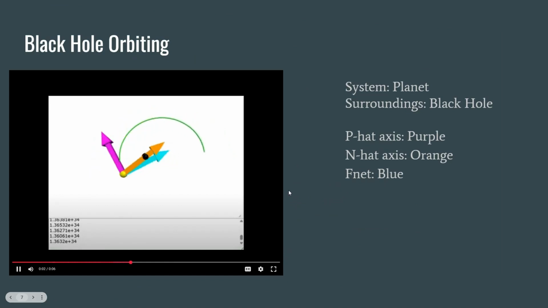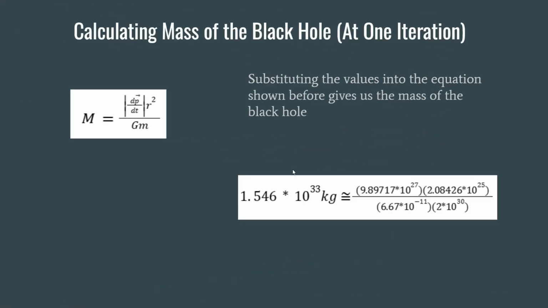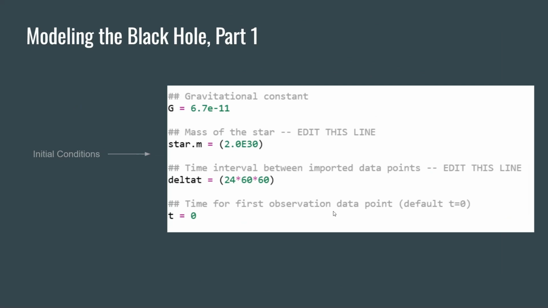So here's a quick video of the black hole orbiting our system of the planet, the surroundings of the black hole. P-axis is purple, N-axis is orange, F-net is blue. The calculation is pretty straightforward. We have this being done in GlowScript, but essentially at each iteration it's using this equation that we showed previously, plugging in the known values and calculating the mass at that time. And you can see this here, our initial conditions are given here.